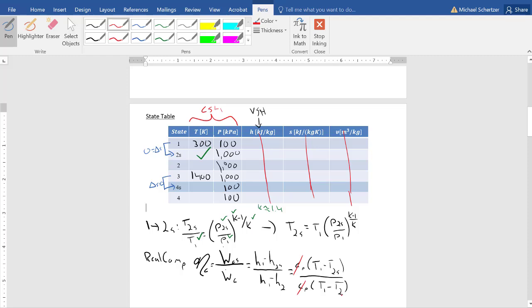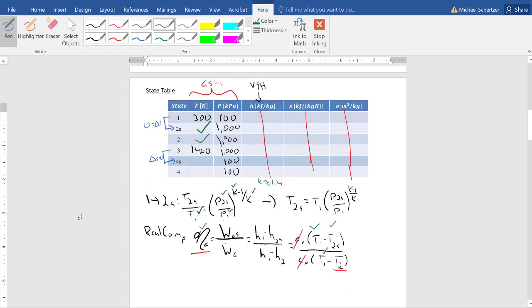But I could also ask you on an exam, I could give you T2 on a state table and then ask you what the compressor efficiency is. So usually we would either not know T2 or not know the compressor efficiency, but we would know all the rest of this. So we would know one of these two things and be able to find the other. Oftentimes, this is what they would give us, and then from this, we would get T2. So that's kind of on the way going up in the cycle.